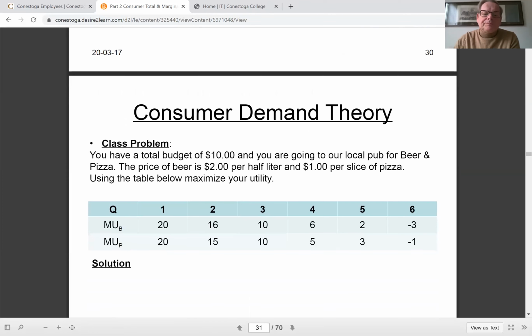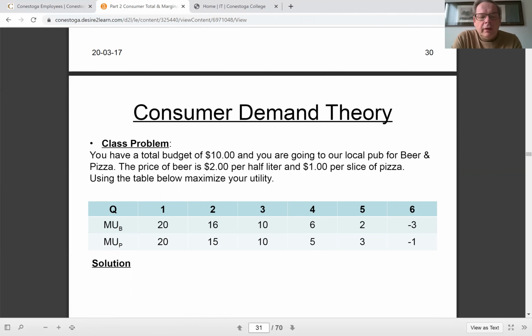Okay, so to give you a little more exercise on this, we're going to do the first problem, which is similar to the one that we just completed. And then I'm going to let you work through the other ones, and the detailed solutions are there. In this problem, you have a total budget of $10 and you're going to your local pub to have beer and pizza. The price of beer here is $2 per half liter. I'd like to know where that pub is. And $1 per slice of pizza. Use the table below to maximize your utility.